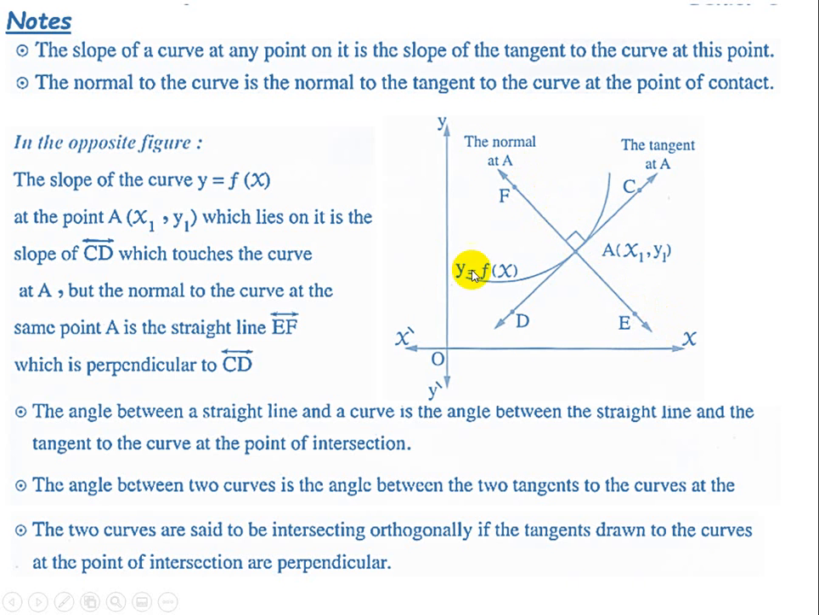The angle between a straight line and a curve is the angle between the straight line and the tangent to the curve at the point of intersection. The angle between two curves is the angle between the two tangents to the two curves. The two curves are said to be intersecting orthogonally if the tangents drawn to the curves at the point of intersection are perpendicular.